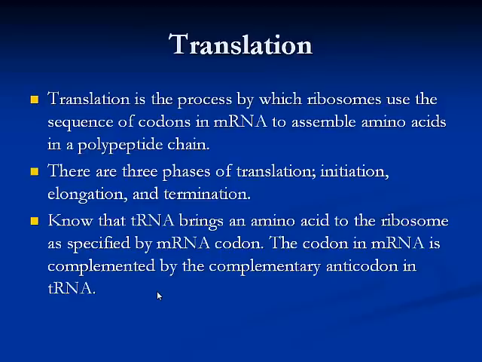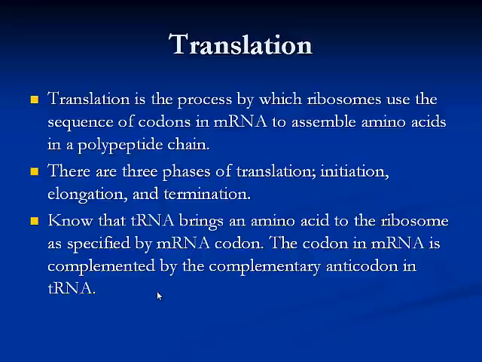Finally, we are on to translation, the actual process by which mRNA turns into or codes for polypeptides or proteins. Translation is the process by which ribosomes use the sequence of codons in mRNA to assemble amino acids in a polypeptide chain. And there are three phases in this process: initiation, elongation, and termination, which I will talk about in the upcoming slides.